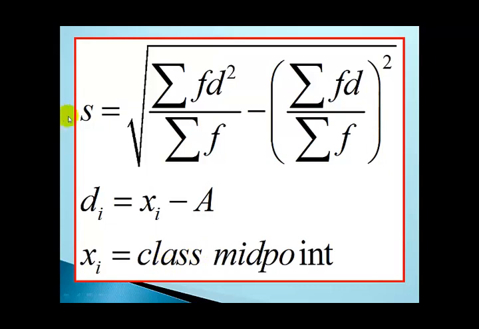So s is equal to the square root of summation fd square divided by summation f minus summation fd divided by summation f all square. This is the formula we use in calculating the standard deviation using the assumed mean method, where di is the deviation, that is xi minus a, where xi are the class midpoint values from the table, and d is the deviation.